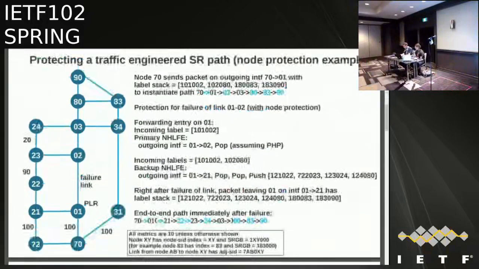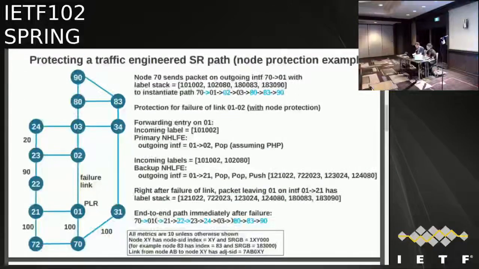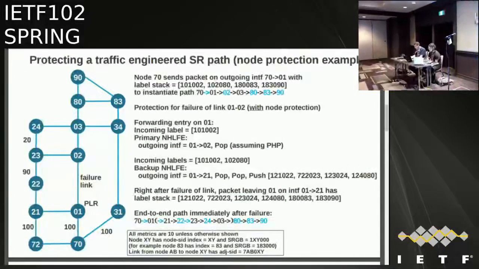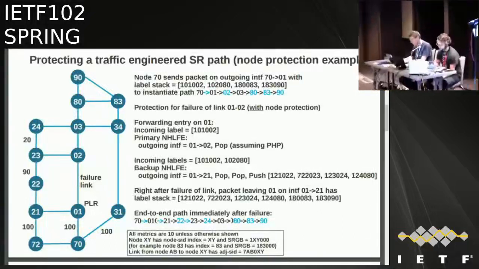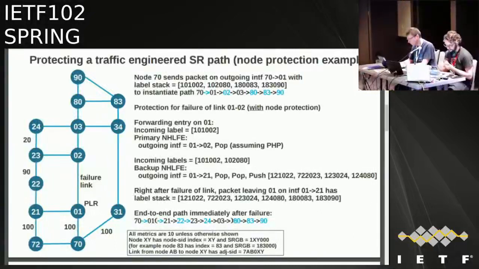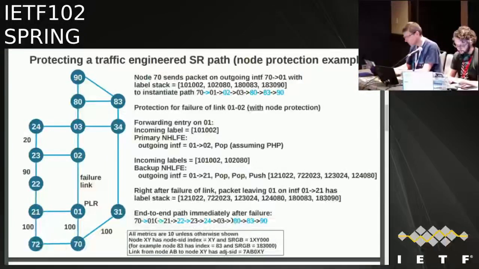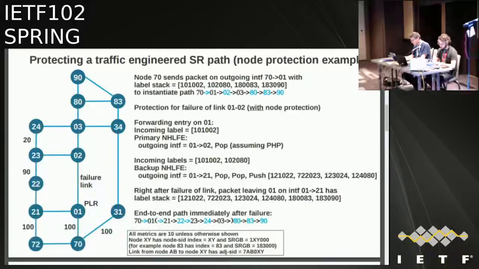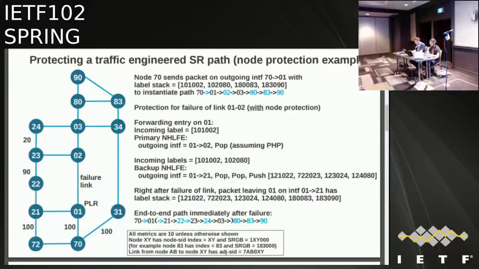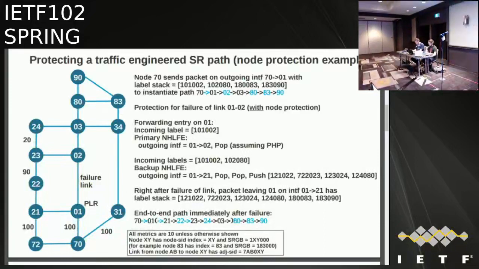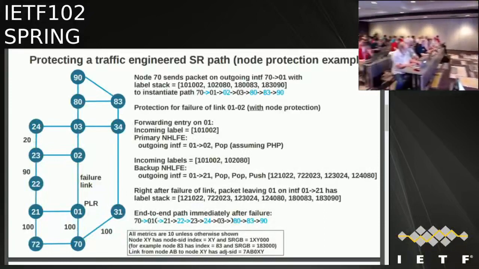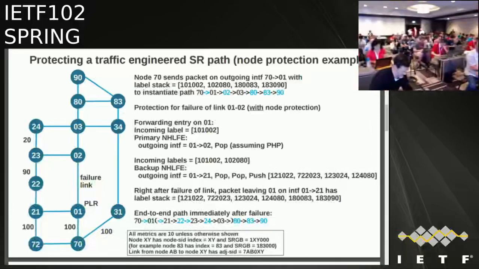So the next slide, that isn't the case. First, we can't go through 2 in the backup path, and we have to go farther in the path to the next node where labels have significance. So the next segment in the path. Again, in this example, 70 is sending out the same label stack, which results in the same instantiated path.